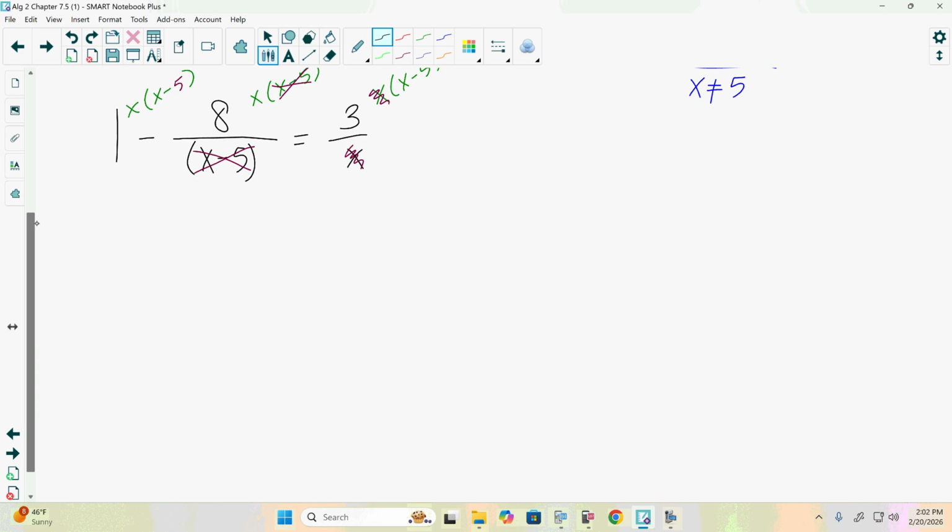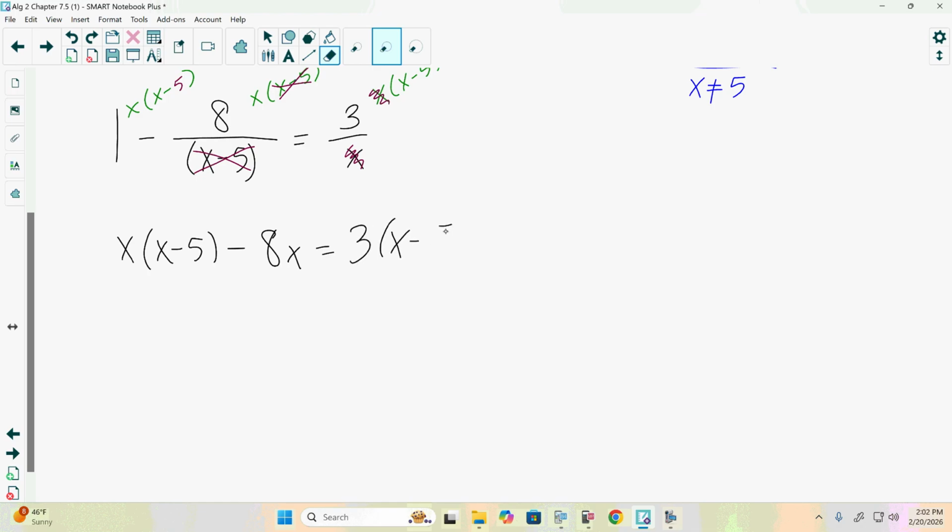So really what this leaves us with, because now the fractions are gone, 1 times x minus 5, minus 8 times x is equal to 3 times x minus 5.